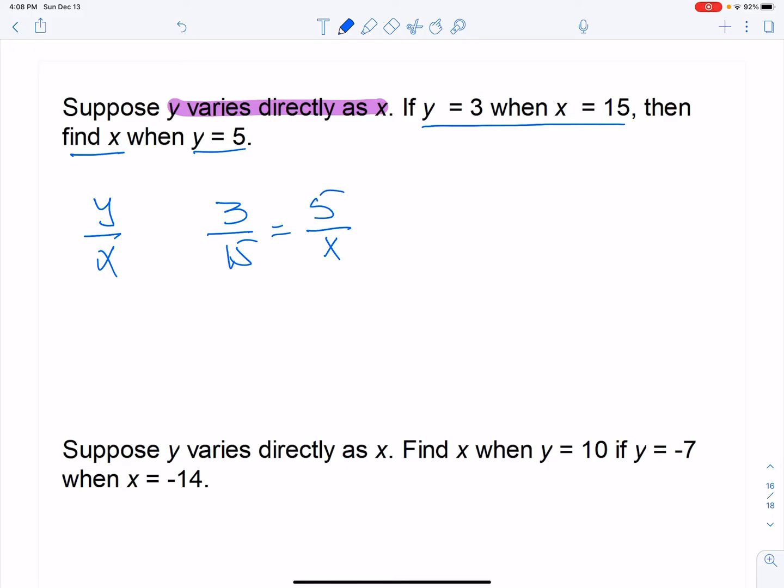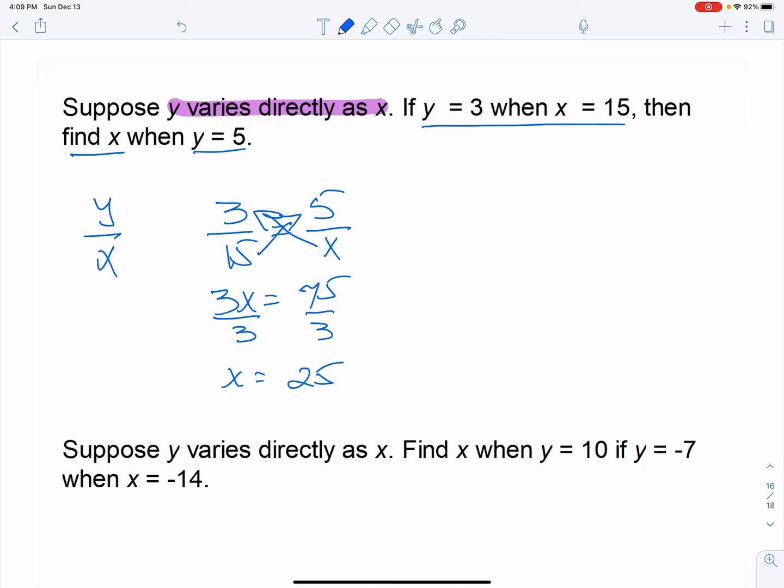Now, in order to solve a proportion, we can solve it algebraically or we can solve it on the calculator. So algebraically, I'm going to cross multiply the 3 and the x. I'm going to get 3x is equal to, and then I'm going to cross multiply the 15 and the 5 and get 75. And then to get x by itself, I'm going to divide both sides by 3 and get x is equal to 25.